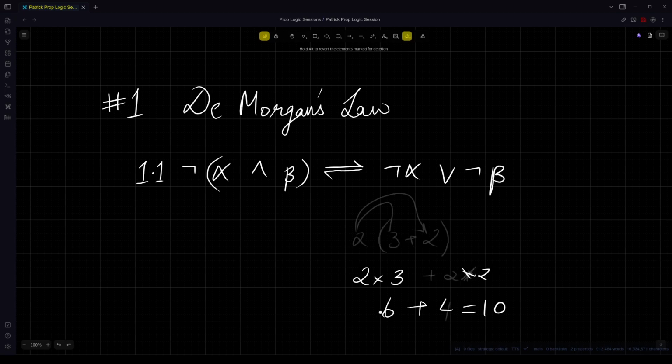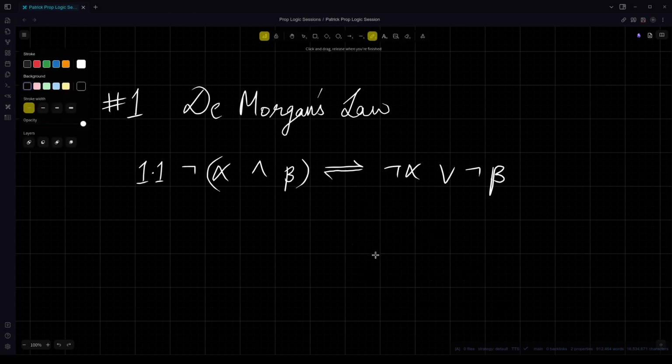I don't know if that makes sense, but you can sort of think of this as, okay, here you have this conjunction, and you're distributing the negation here and here, and this gets flipped. So the negation attaches itself to the alpha, it also attaches itself to beta, and it flips the conjunction symbol to a disjunction, right? So that's one way to look at the first form, the conjunction form of De Morgan's law.